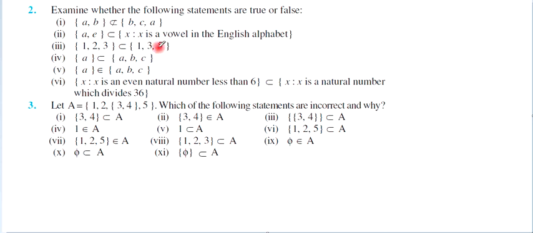Here in this video I am taking question number 2 and 3. So question number 2, first part. Question number 2 is: examine whether the following statements are true or false. So in first part, {A, B} is not a subset of {B, C, A}.